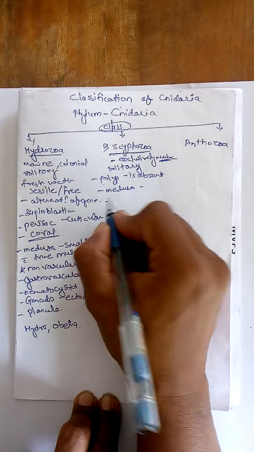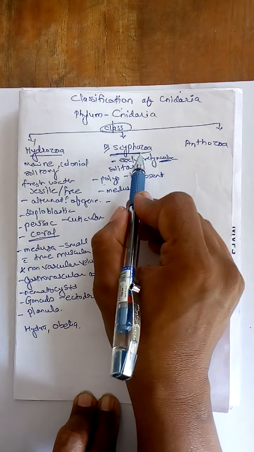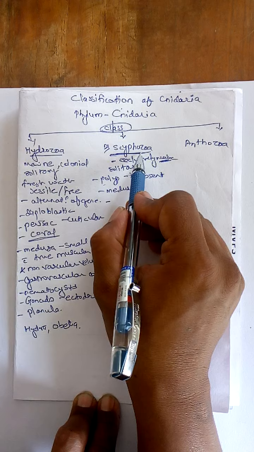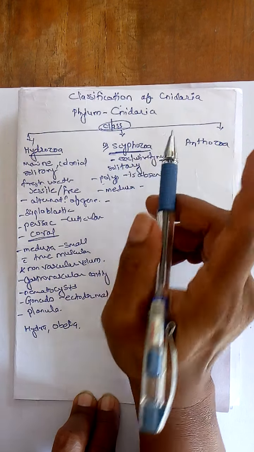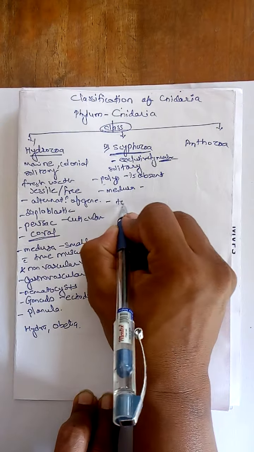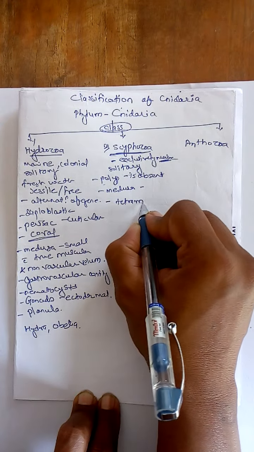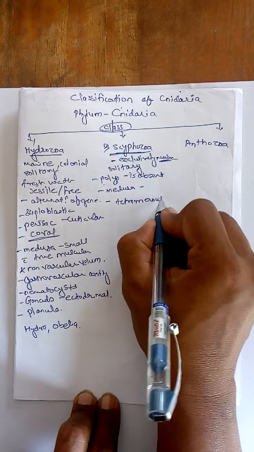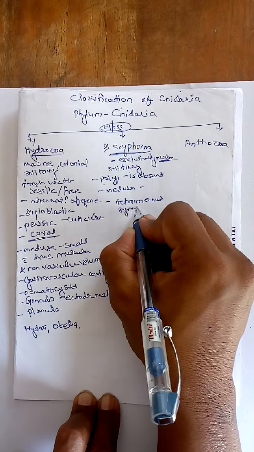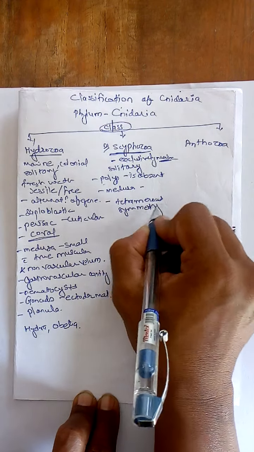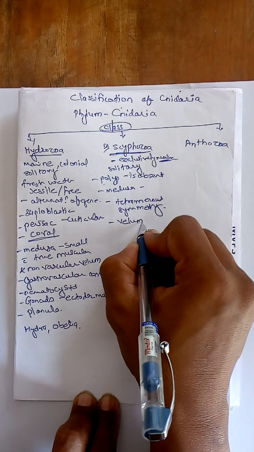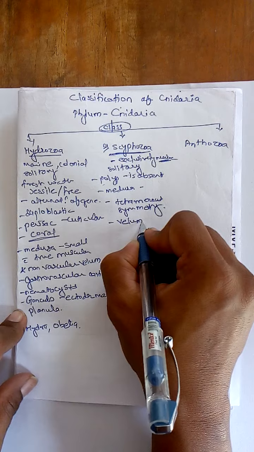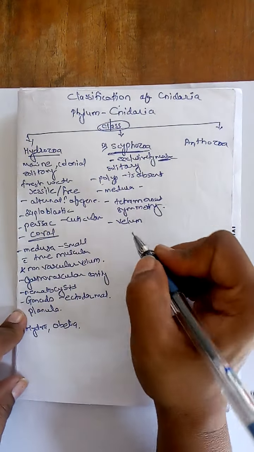The animals from the class Scyphozoa exhibit tetramerous symmetry. Then the velum is reduced or totally absent.